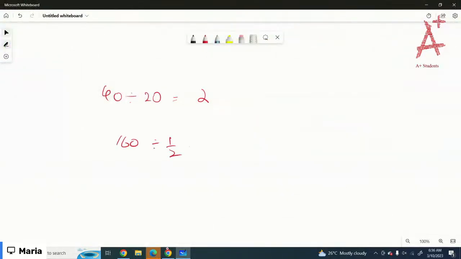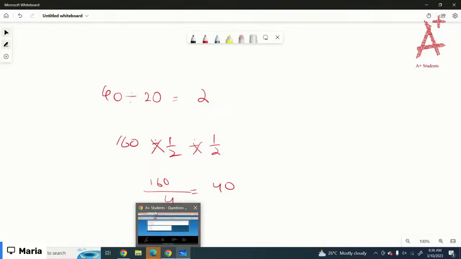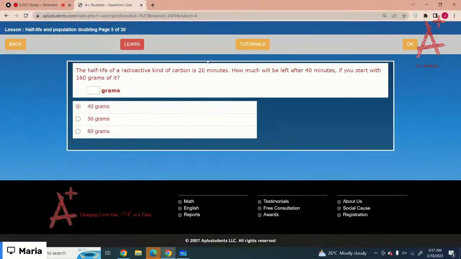So it would be 160 multiplied by 1 over 2 multiplied by 1 over 2, because you have to calculate the half-lives. So 160 divided by 4 is 40. That means after 2 half-lives, there would be 40 grams left. Got it? So the correct option is 40 grams.